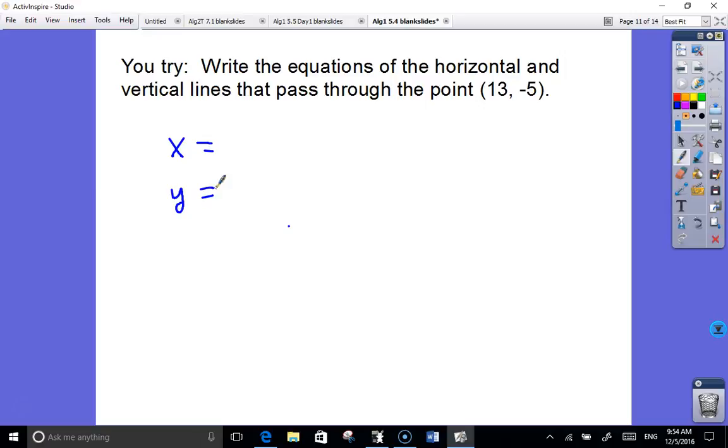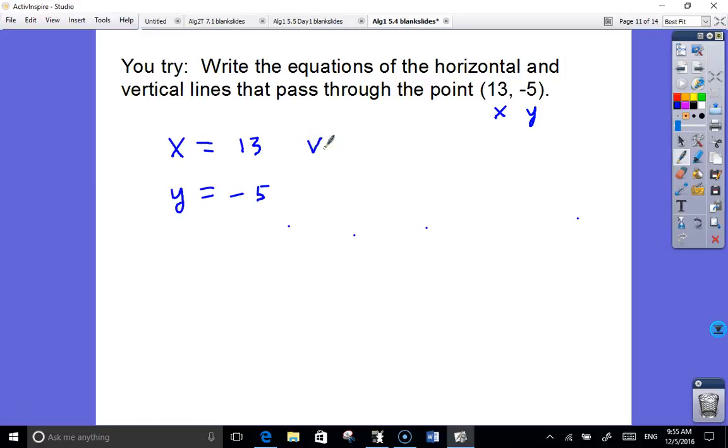Now, even if I didn't know which one is which, I know one of them is going to be x equals a number, and one of them is going to be y equals a number. When you have an ordered pair like this, which one is the x and which one is the y? The 13 is the x, and the -5 is the y. So 13, -5. Now, which one of those is the vertical, and which one is the horizontal?